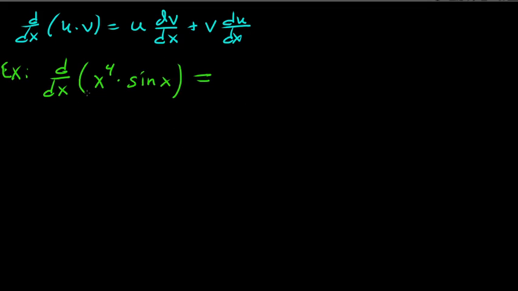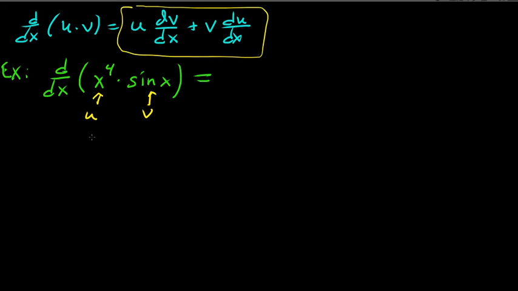So can we simplify this? Not that I know of. x to the 4th times sine x. There's really nothing we can do here. These are just two functions. This is your u, and this is your v. So here, if we want to take the derivative, we have to use this product rule. There's no choice.